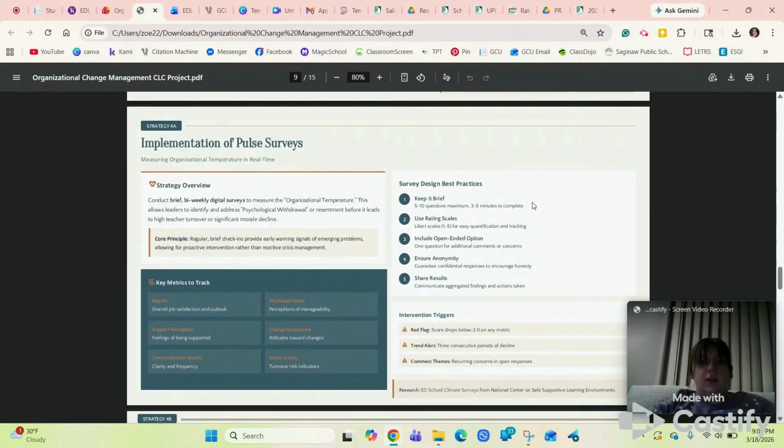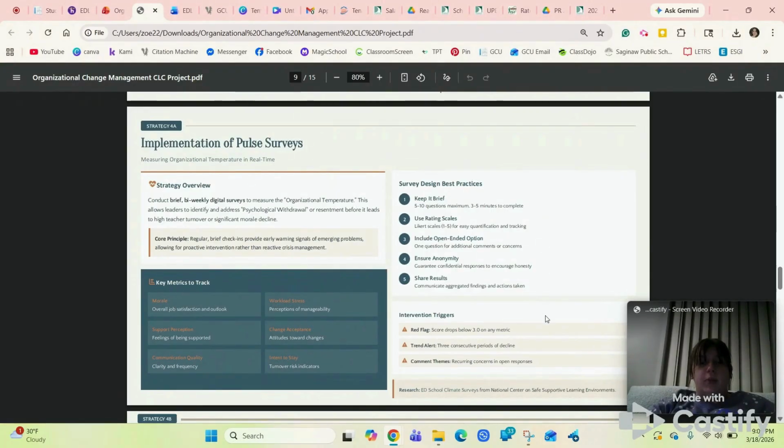We're going to use rating scales 1 through 5 so that it's easy for them to pick exactly which level they are on. We're going to include open-ended options for those who feel that it'd be better for them to write out their answers. We're going to ensure anonymity so that everyone feels comfortable responding, even if they have things to say that might not be favored by upper administration. And we're going to share results with committees that are going to help make sure that we are getting past this burnout and finding solutions to the problems before they get worse.